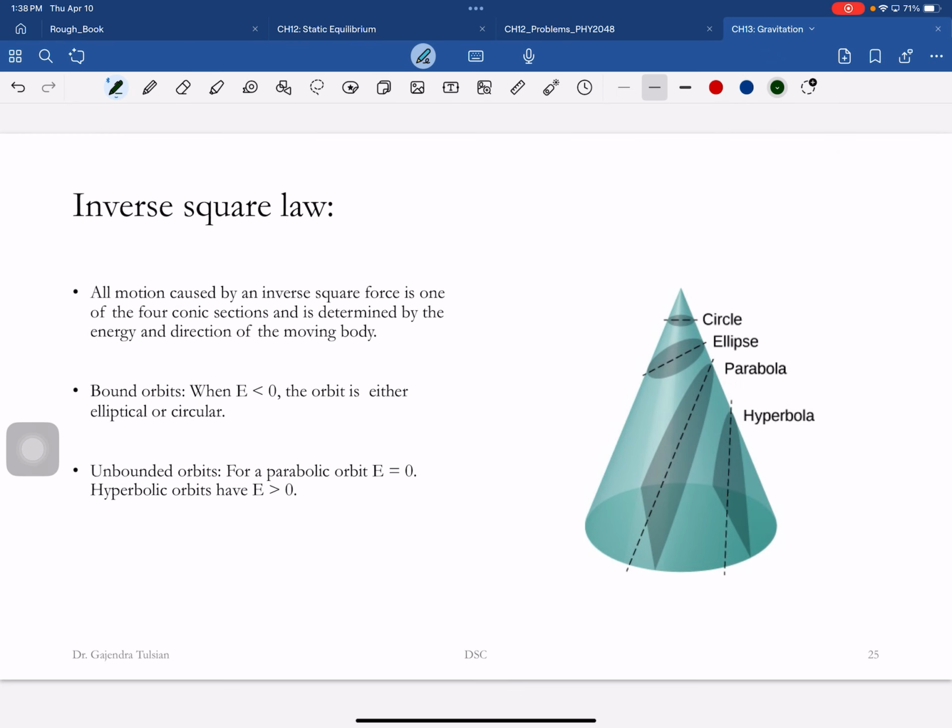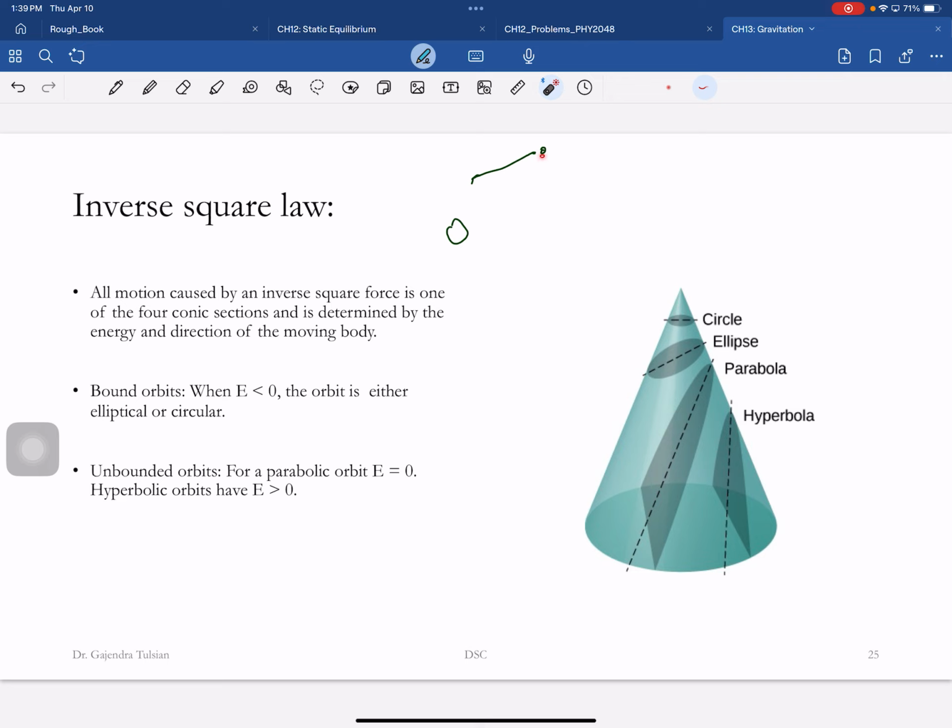Okay, now we want to know the following. So let's say here's a massive object and you throw a tennis ball at it. Or this could be the sun and this could be the earth. This could be a planet, it could be an asteroid or whatever. And you want to know what kind of orbits are possible around this object.